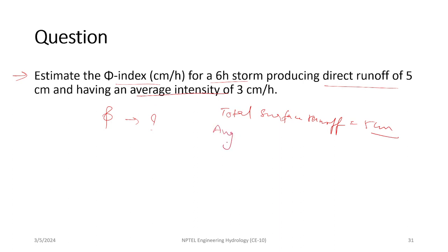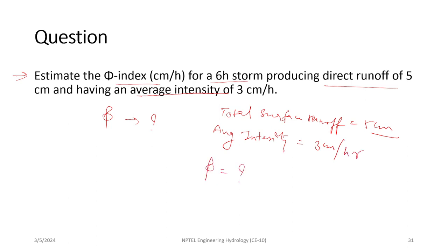Also, it is saying that average intensity is given. So average intensity is what? Ashish, focus on this question. You have to answer here. Ma'am, you also have to answer. Okay, so average intensity is given. How much is it? 3 centimeter per hour.